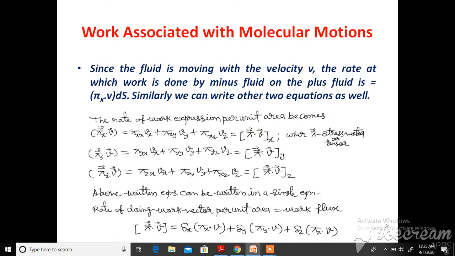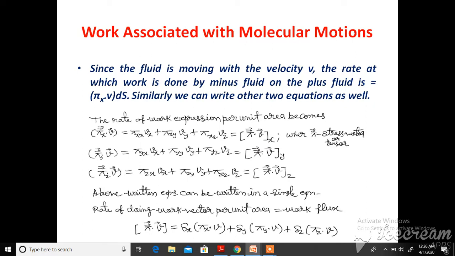Next, work associated with molecular motions. When the fluid flows from one point to another, from the minus to the plus side, it has velocity. So the work done by the fluid flowing from the minus side to the plus side equals (πx · v) dS, where πx is the stress vector or tensor, v is the velocity, and dS is the differential surface area. Similarly we can write two other components, like (πy · v) dS and (πz · v) dS.